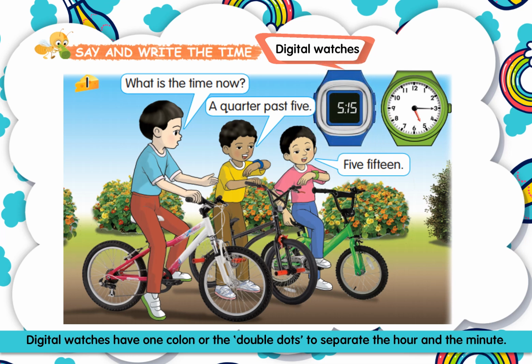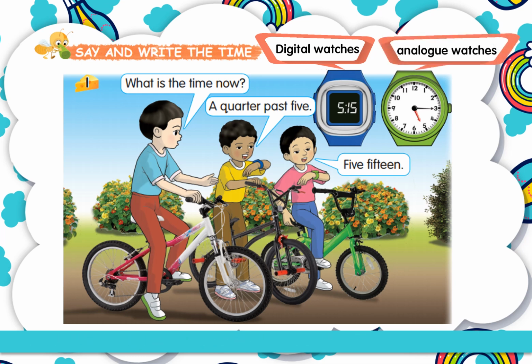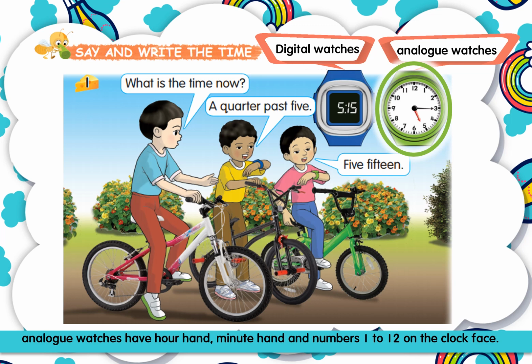The other friend said it's 5:15. He is referring to his analog watch. Analog watches have two hands: the long hand is the minute hand and the short hand is the hour hand, with numbers 1 to 12 on the clock face.